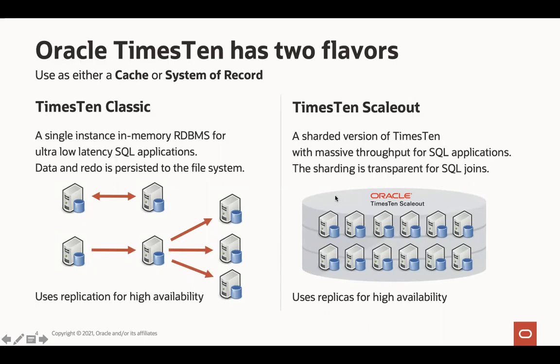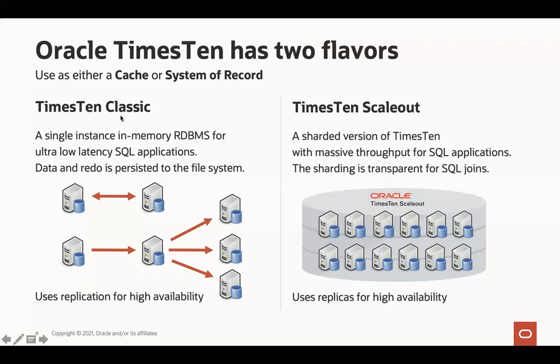So here's an example of TimesTen Scaleout. There's a single database made up of multiple instances. In this case, each of those instances is a shard. So we have multiple shards to enable horizontal scaling. And then vertically, we have multiple copies of each of those shards to enable availability should you lose any one of those shards. So a single database with multiple instances, sharded, shared nothing. But the cool thing is your SQL applications just work.